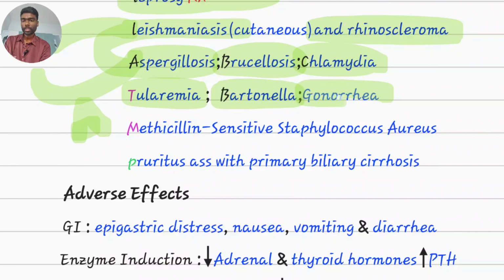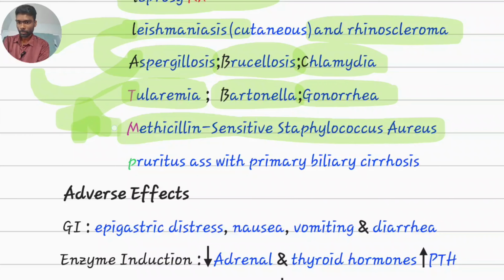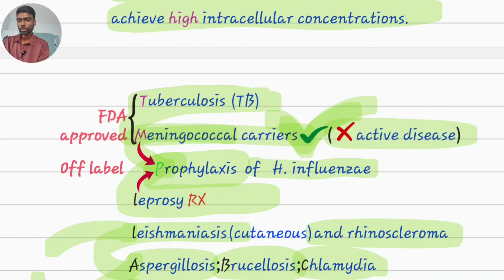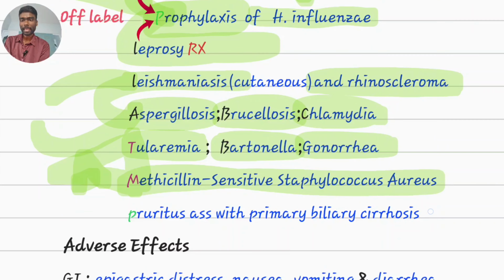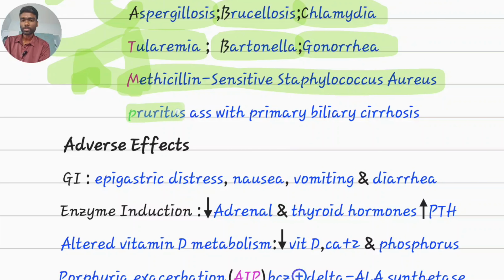Next, gonorrhea, methicillin sensitive staph aureus. Here, in off-label uses, T and M is for tularemia, methicillin sensitive staph aureus. In FDA approved uses, T and M is for tuberculosis and meningococcal carriers. Pruritus associated with primary biliary cirrhosis: this rifampicin will reduce the circulating pruritogen bile acids. Hence, it is used in cholestatic pruritus.